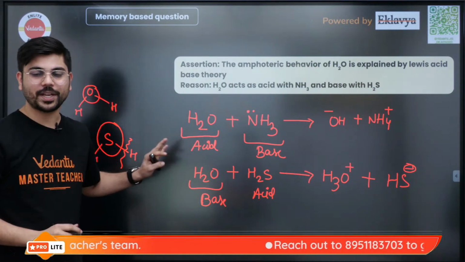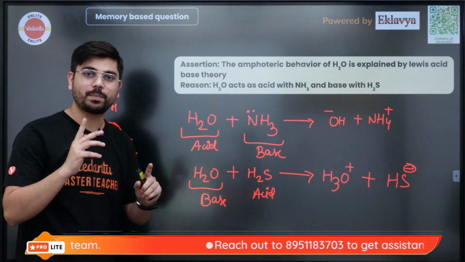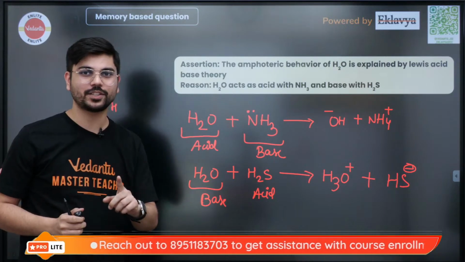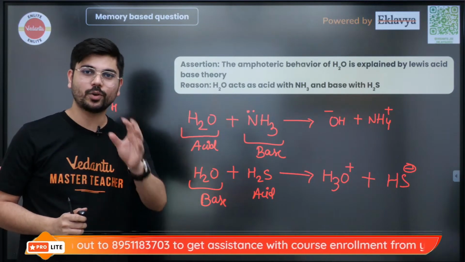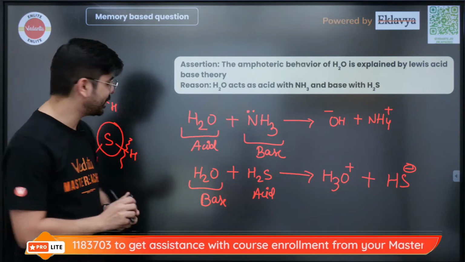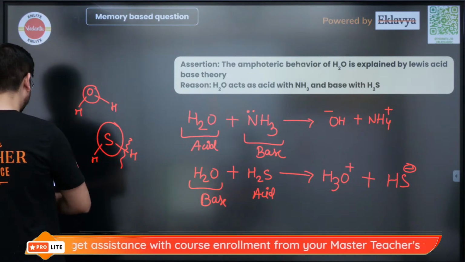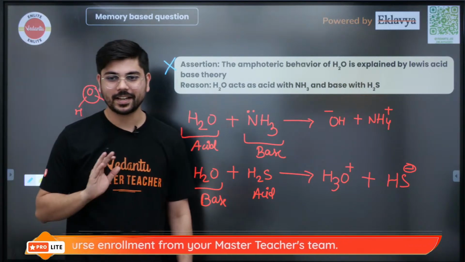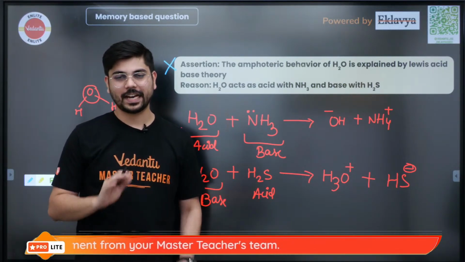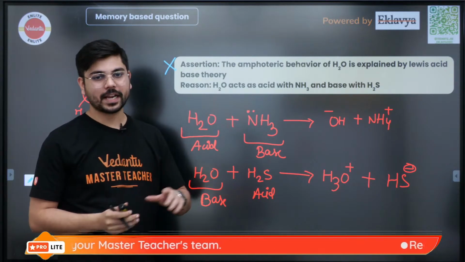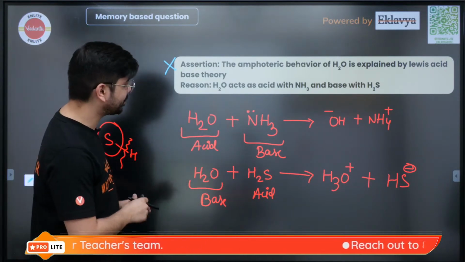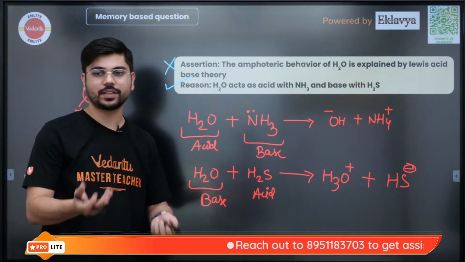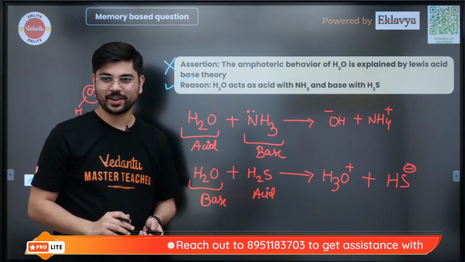So what is this theory? This theory is Bronsted theory, not Lewis acid base theory. Lewis acid base theory talks about electron donation and acceptance. So the first statement is absolutely incorrect. Depending upon what was given to us, this statement is correct, and whatever the right option is, we would choose.